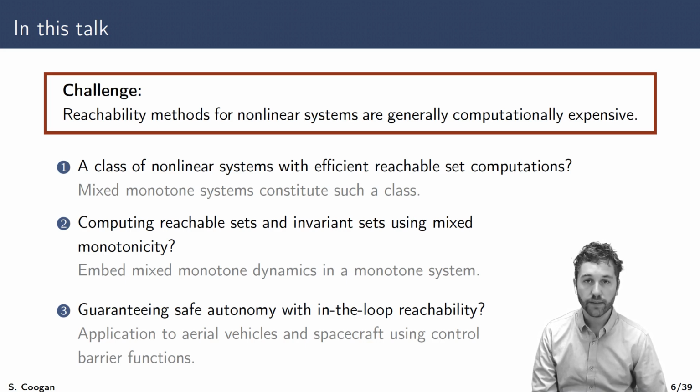In the second part of this talk, I'll show how reachable sets and invariant sets are computed for mixed monotone systems by embedding the dynamics in a larger monotone system, which allows us to leverage the rich theory of monotone control systems. In the last part of this talk, I'll demonstrate how these methods enable safe autonomy with in-the-loop reachability on a few applications, including multi-rotor aerial vehicles and spacecraft. These algorithms will use the theory of control barrier functions.